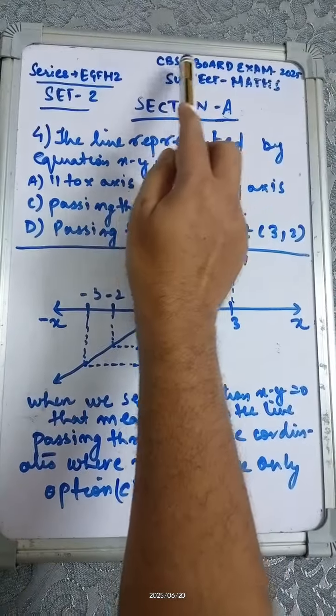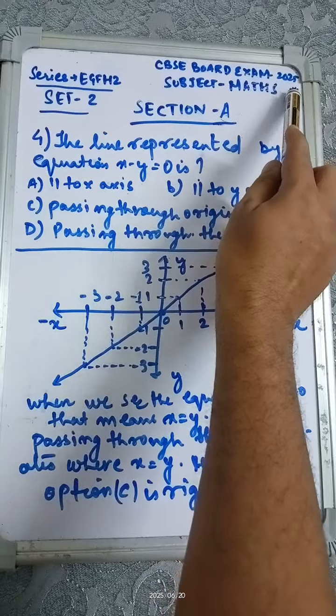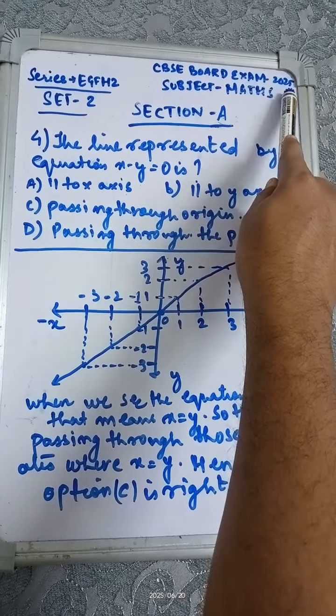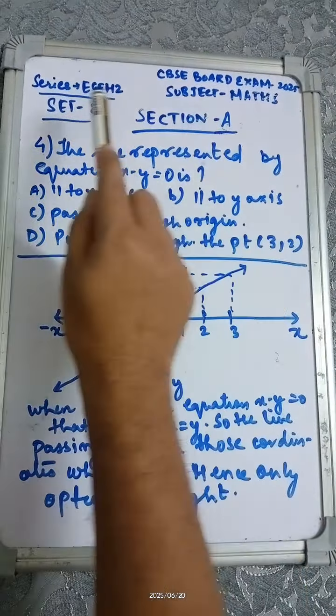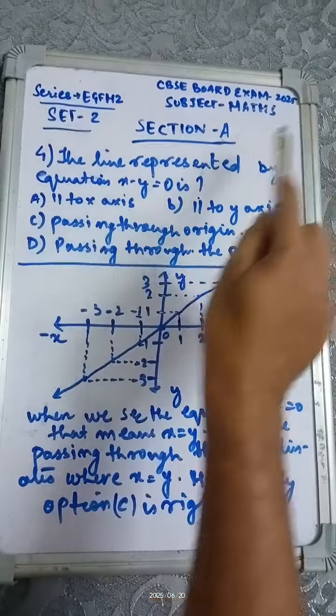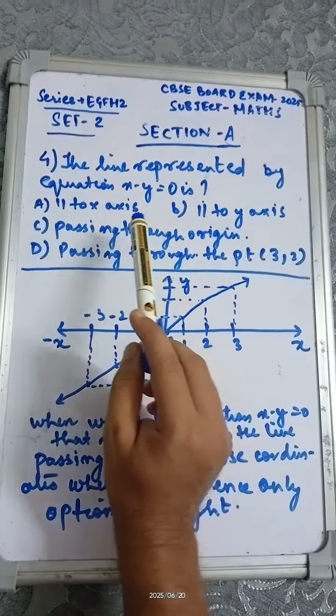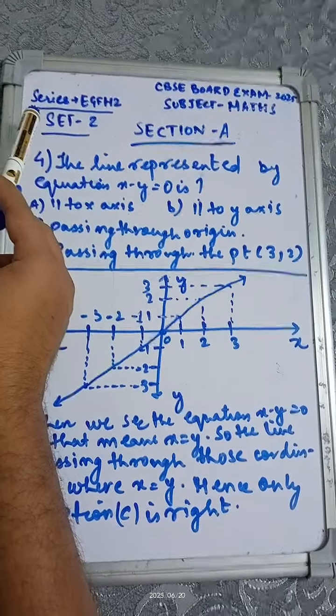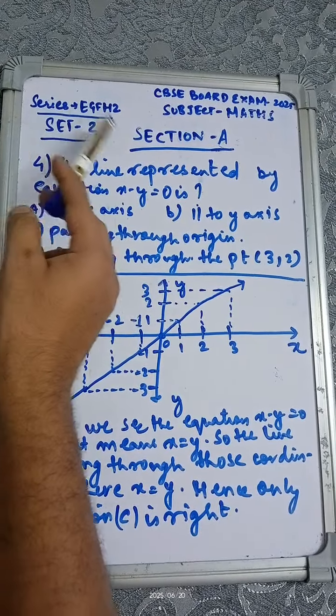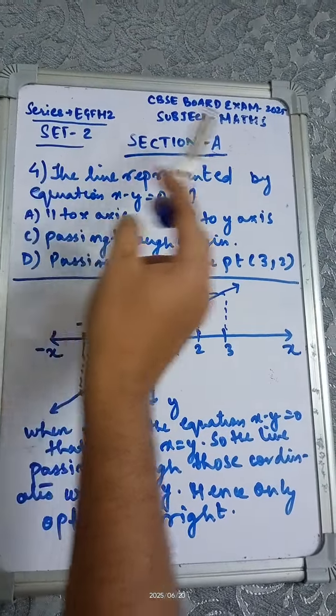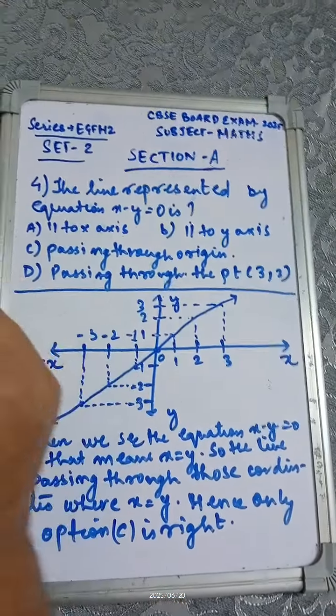So I have started a series where I'll be solving the CBSE board exam 2025 question paper. The subject will be mathematics. I have downloaded this particular paper from the CBSE official website, and you can also find it there. This is the paper of series EGFH2 set 2. In Section A, I am attempting question number 4.